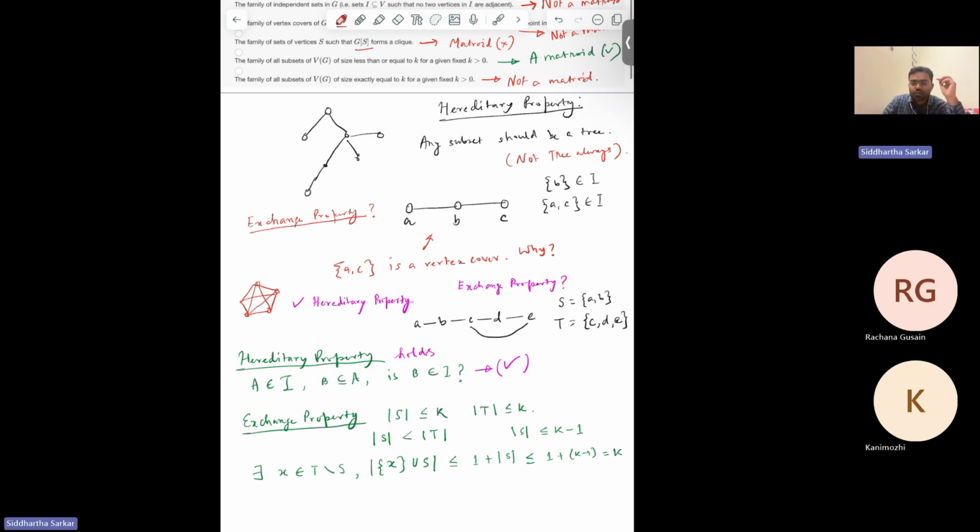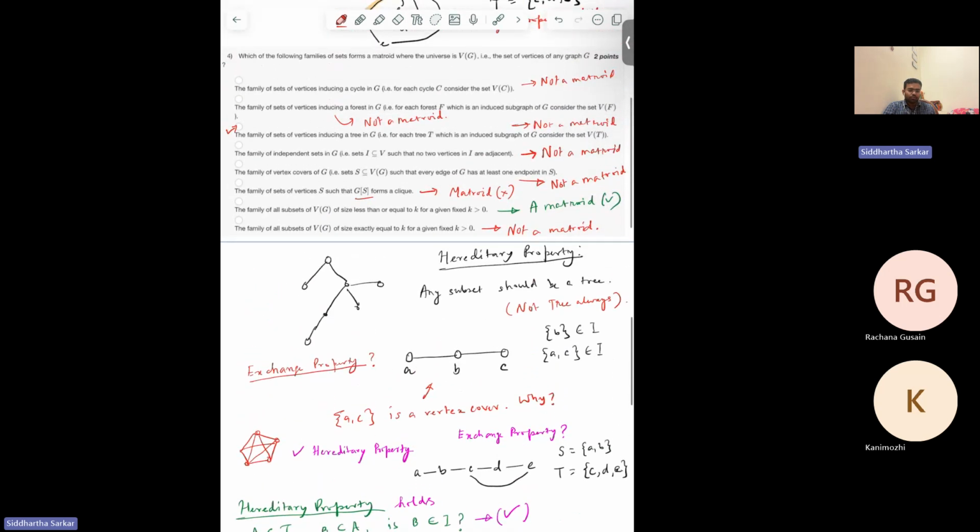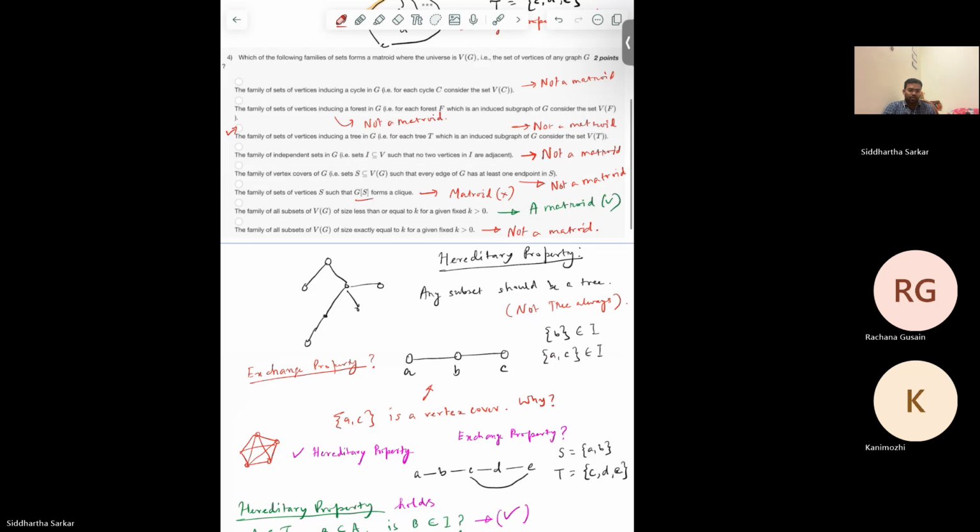Okay. So I think we have a fairly good understanding of what is a matroid and what is not a matroid by now. If you have any questions on these characterizations and which families are matroid and which are not, in fact, all are not matroid except this second last family, you can ask me any doubts.